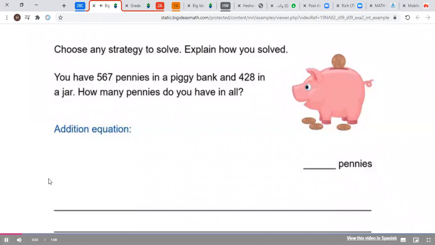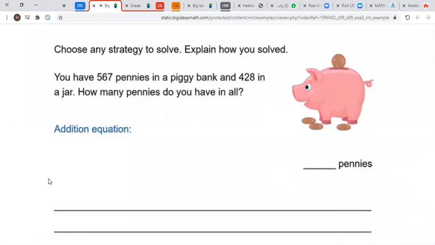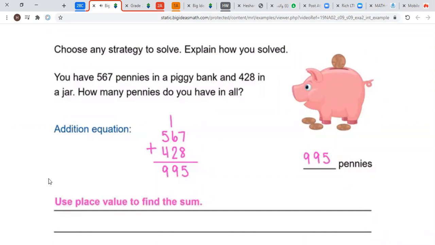Choose any strategy to solve. Explain how you solved. You have 567 pennies in a piggy bank and 428 in a jar. How many pennies do you have in all? You know you have 567 pennies in a piggy bank and 428 in a jar. You need to find how many pennies you have in all. Your addition equation is 567 plus 428 equals what number? First, add the ones. 7 plus 8 equals 15. Regroup 15 as 1 ten and 5 ones. Add the tens. 6 plus 2 plus 1 equals 9. Add the hundreds. 5 plus 4 equals 9. So 567 plus 428 equals 995. You have 995 pennies in all. To solve, you use place value to find the sum.